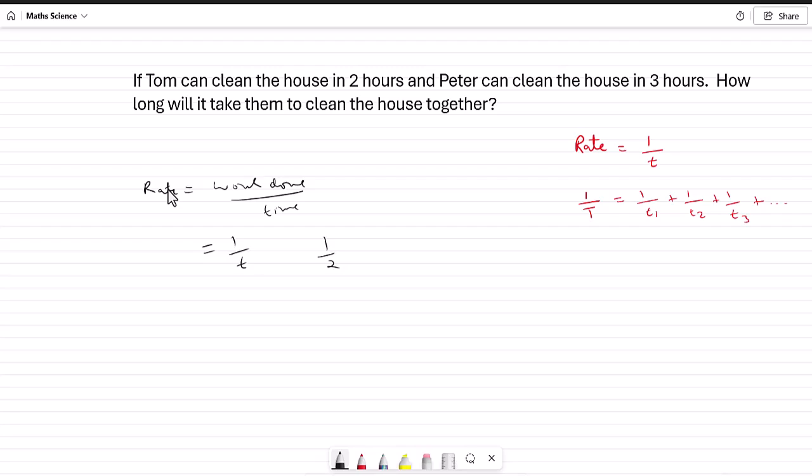So in 1 hour, he can clean 1 by 2 of the house, so half the house. And in 2 hours, we simply multiply this. So you get 2 times 1 over 2 equals 1, so he cleans the whole house.